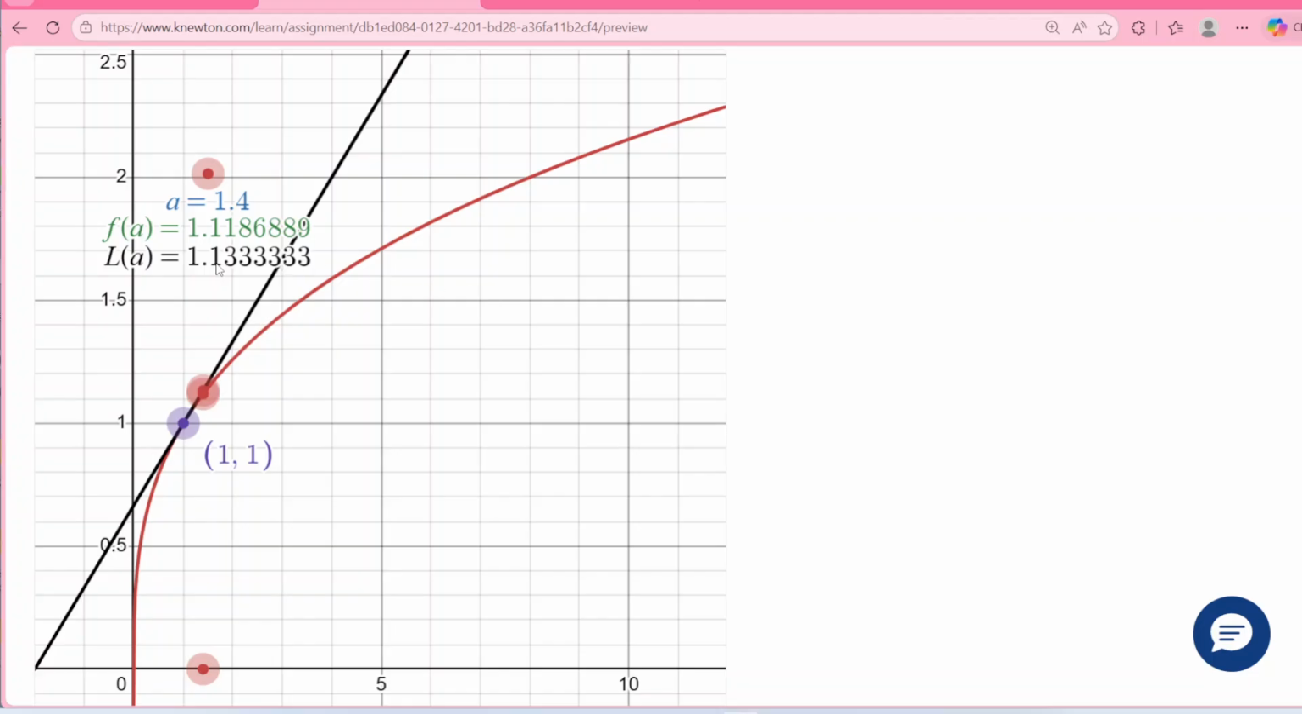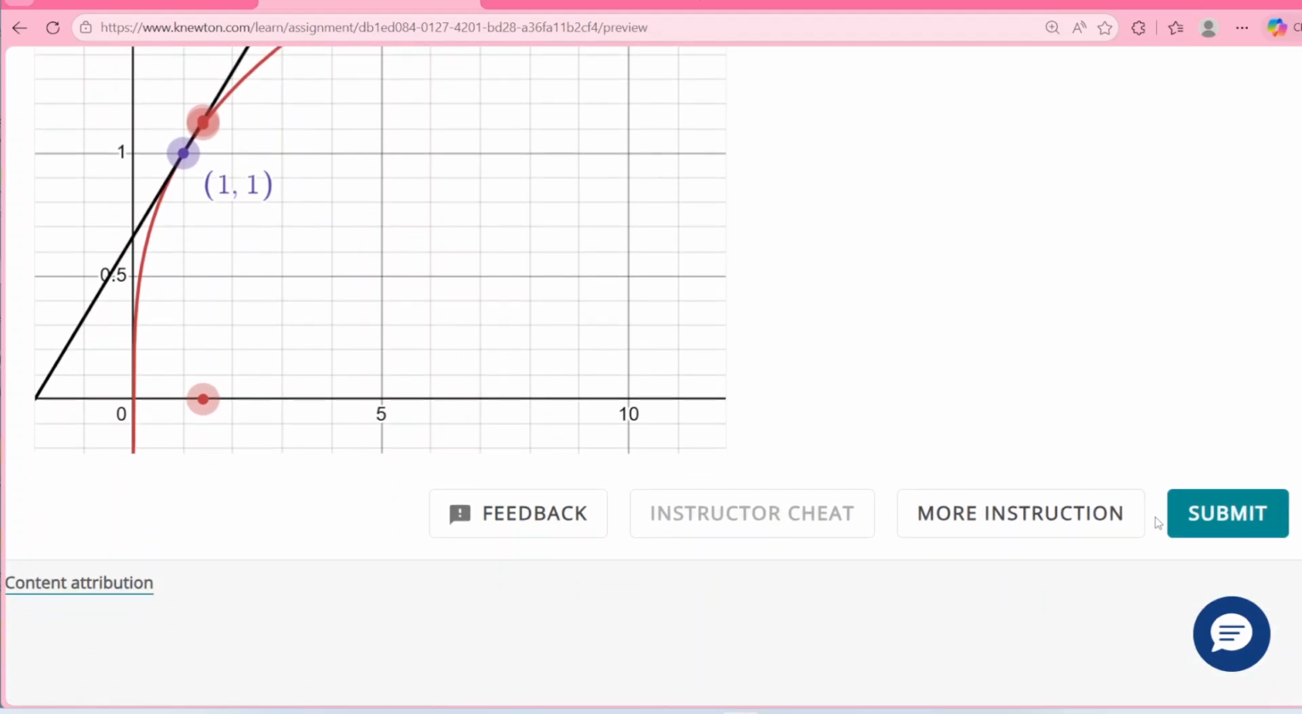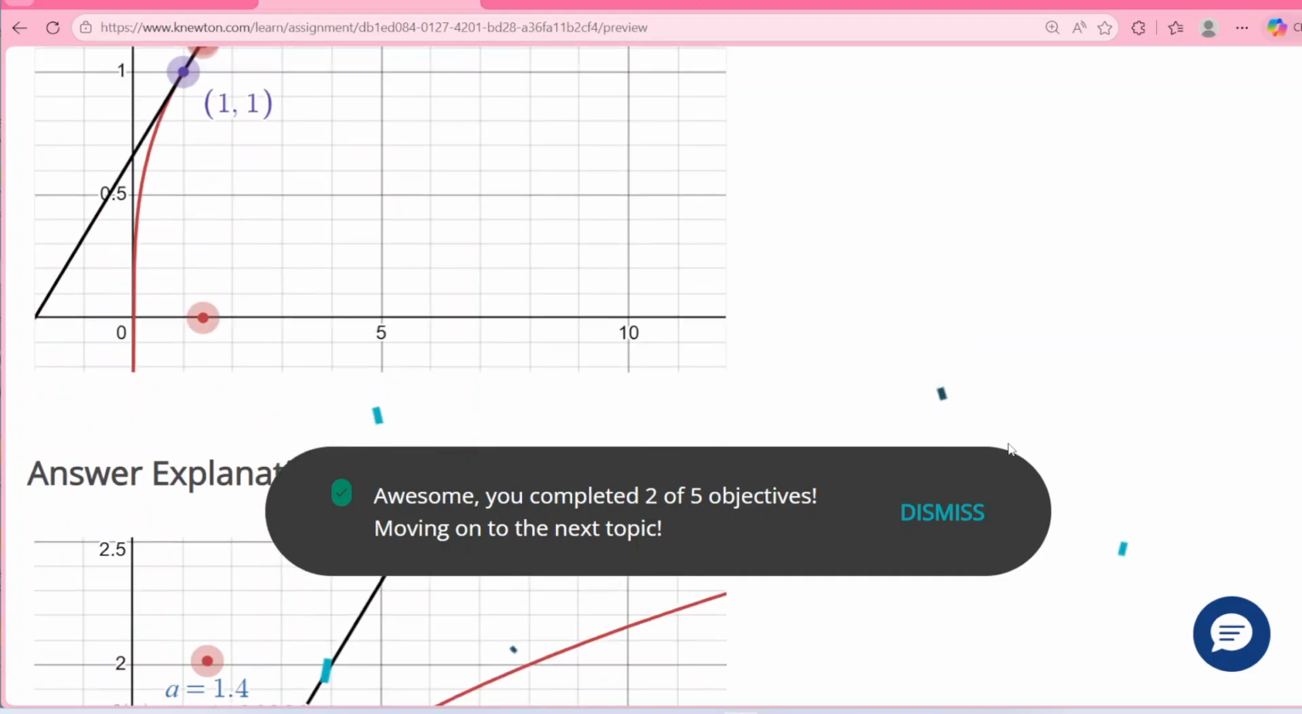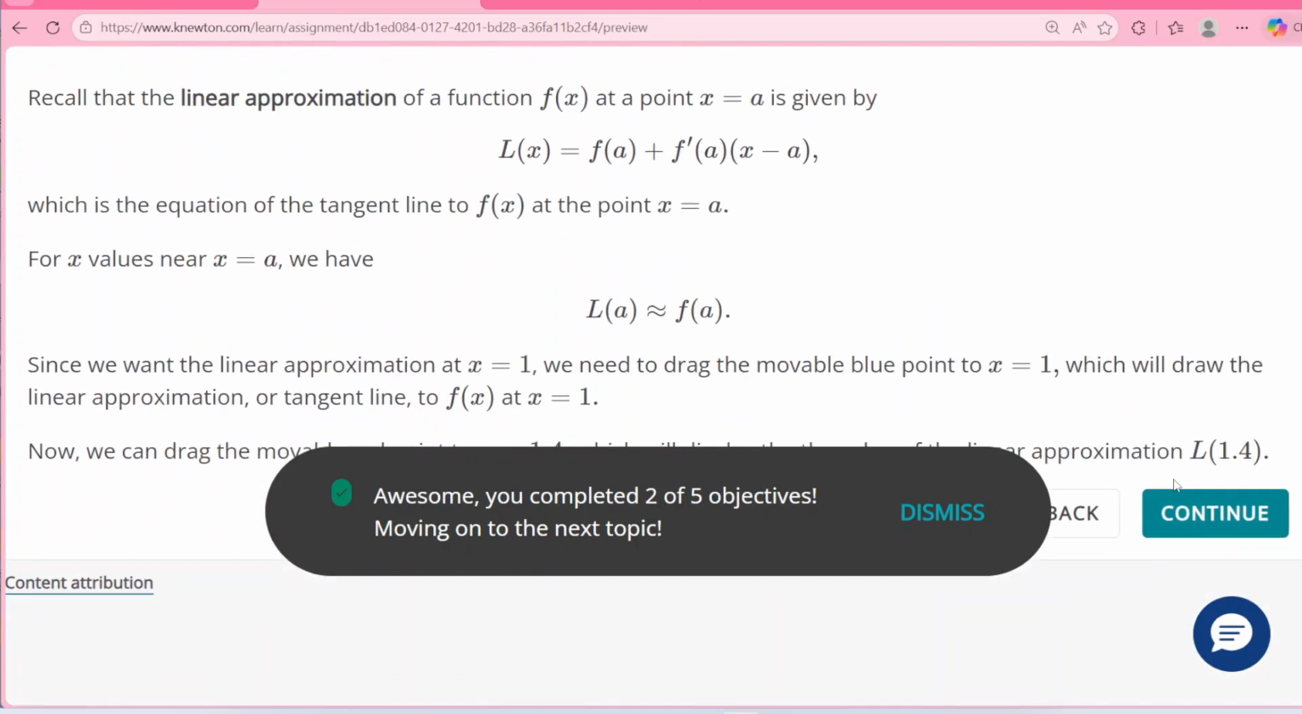And you see the actual value of f at 1.4 is 1.1186, where the value of the tangent line at 1.4 is 1.133. So they're good to the first tenth, and that's about it, because the closer we get, the better. But this is what they're asking us to do, and then submit. Great. All right, that takes care of those two.